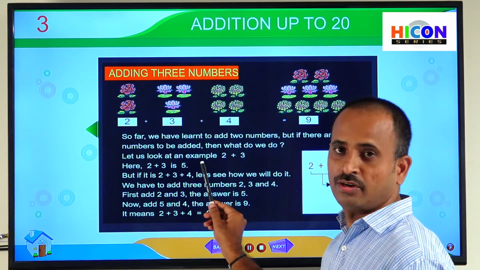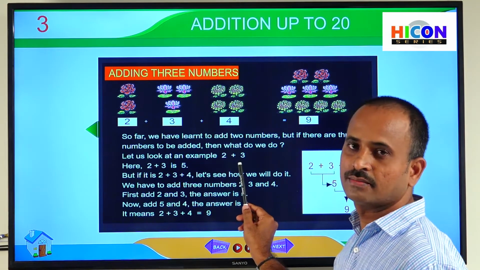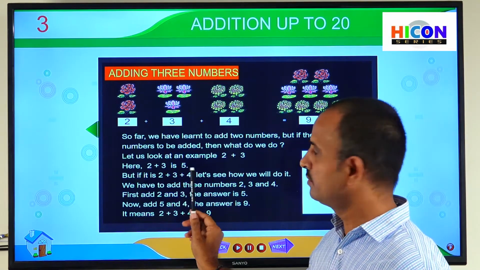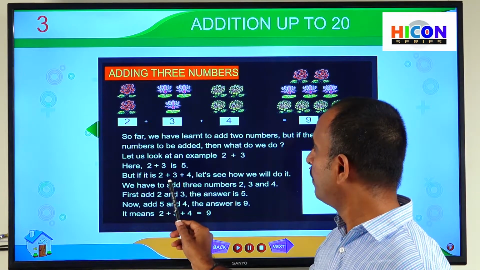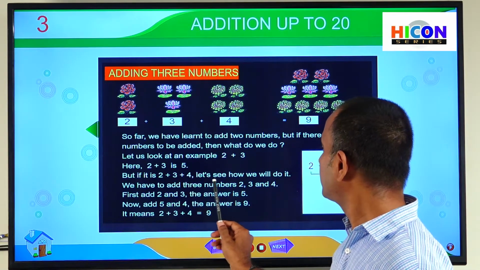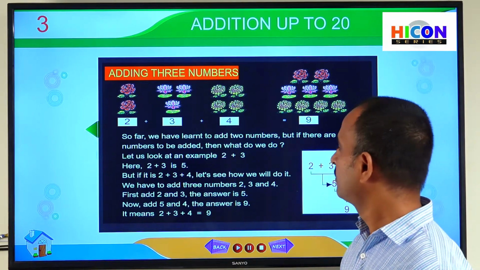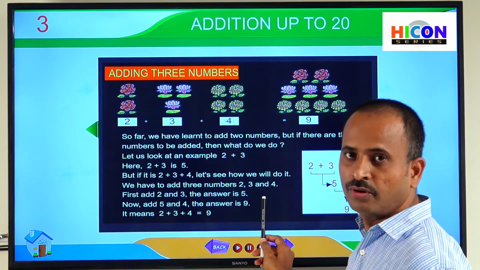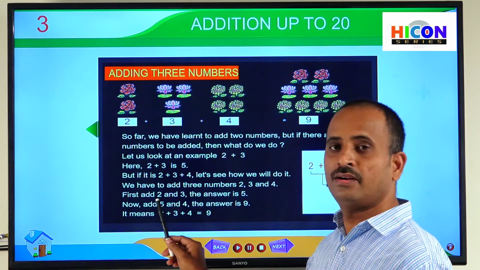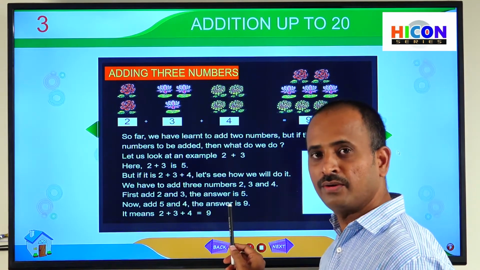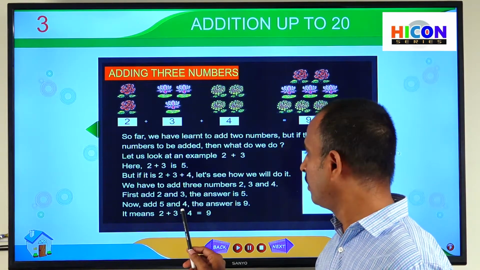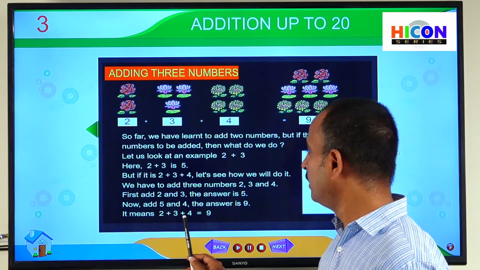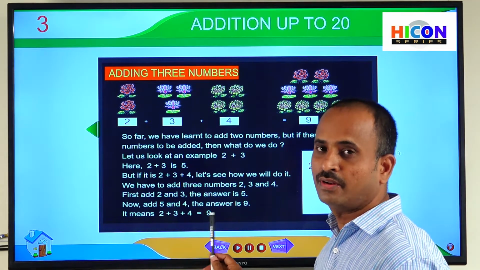Let us look at an example. 2 plus 3. Here 2 plus 3 is 5. But if it is 2 plus 3 plus 4, let's see how we will do it. We have to add three numbers 2, 3 and 4. First add 2 and 3. The answer is 5. Now add 5 and 4. The answer is 9. It means 2 plus 3 plus 4 is equal to 9.